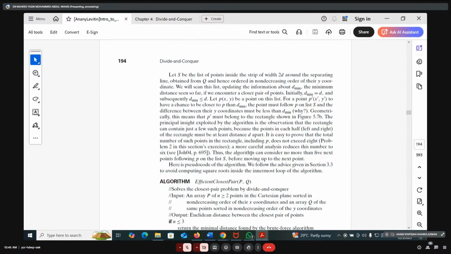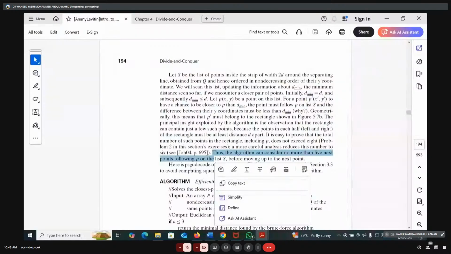Thus, the algorithm need not consider more than 5 next points following p in the list S before moving on in the list S.